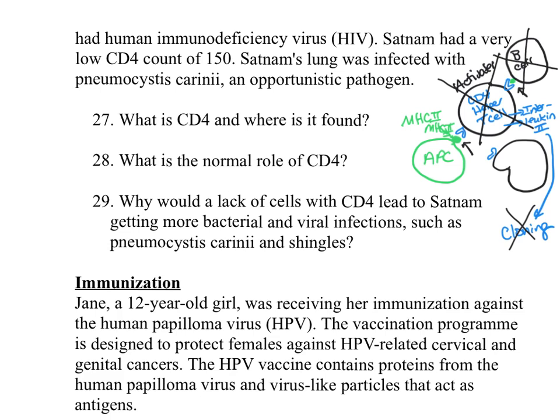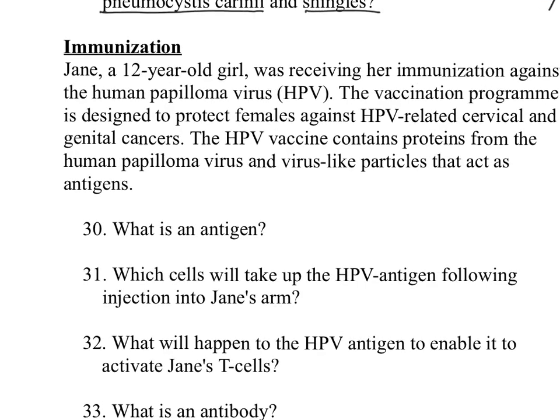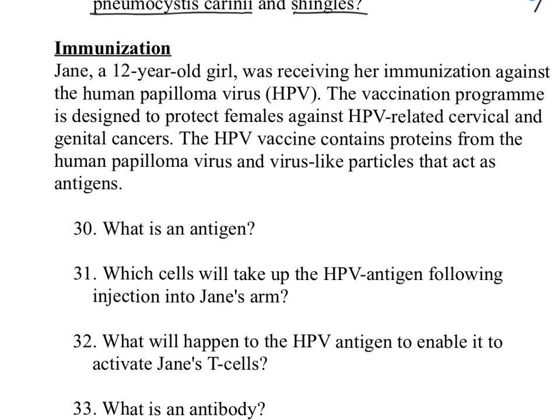Satnam will therefore be prone to infections from organisms that are not normally pathogenic, but are opportunistic, such as Pneumocystis carinii and shingles. Our last case study is on immunization. Jane, a 12-year-old girl, was receiving her immunization against the human papillomavirus, or HPV. The vaccination program is designed to protect females against HPV-related cervical and genital cancers. The HPV vaccine contains proteins from the human papillomavirus and virus-like particles that act as antigens.